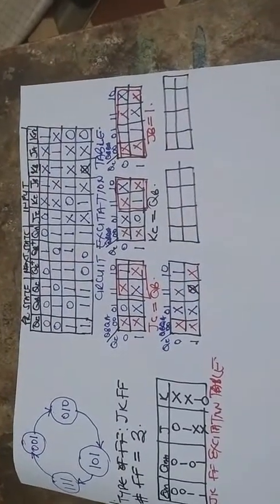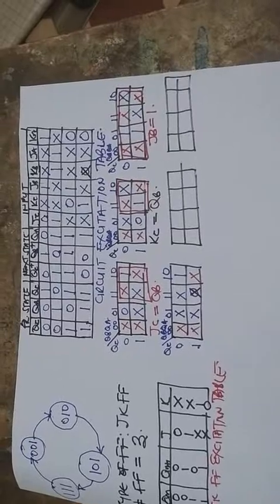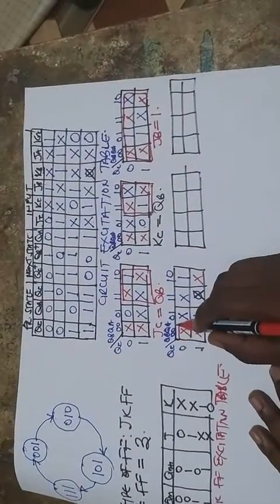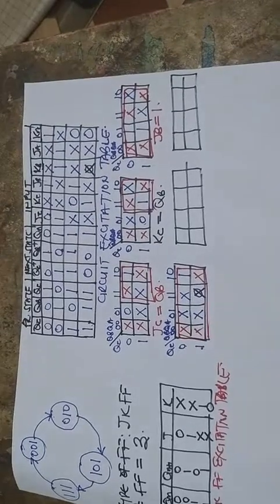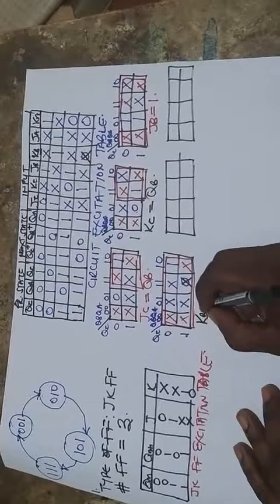Good. So always be careful, so that you do not make mistakes. Be careful when you are checking the input using the excitation table. Be very careful when you are doing it. So we have KB also equal to what? 1. KB equal to 1.